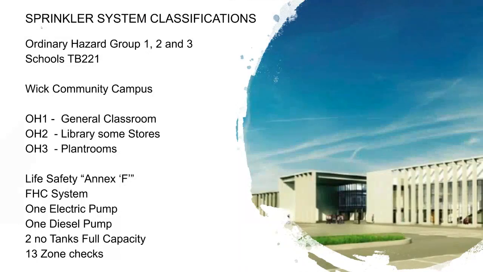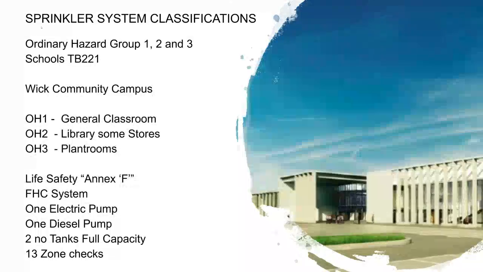Now, when you look at schools, schools have always got plant rooms in them. And plant rooms are classed as Ordinary Hazard Group 3. And because you've got that, you're automatically going to take it up to Ordinary Hazard Group 3. However, it will depend on the size of the plant room and depending on the size of the area, which could determine the Ordinary Hazard classification group.